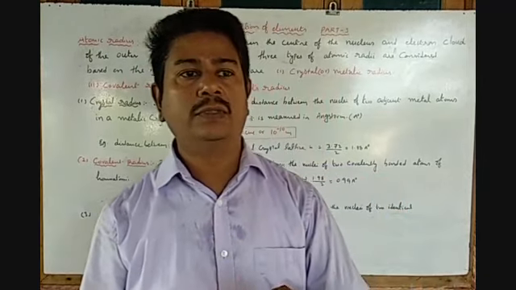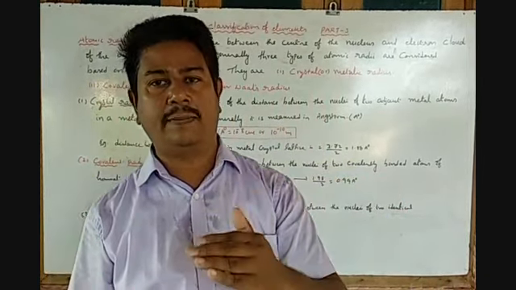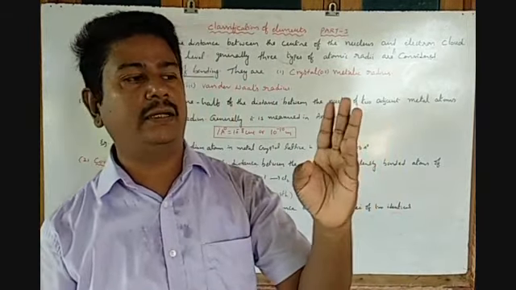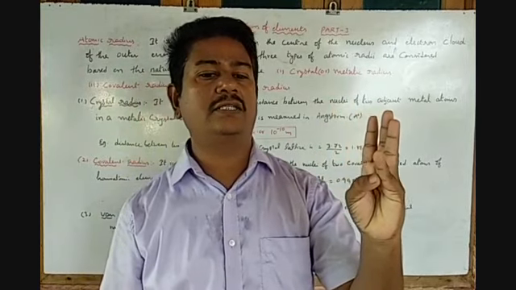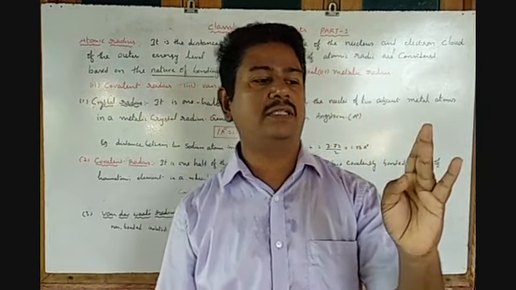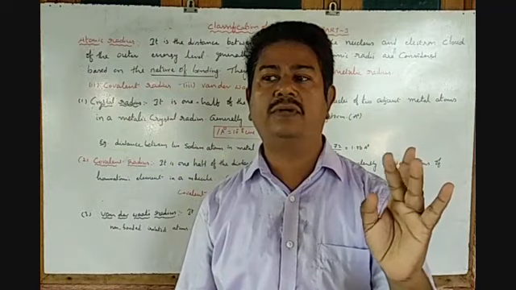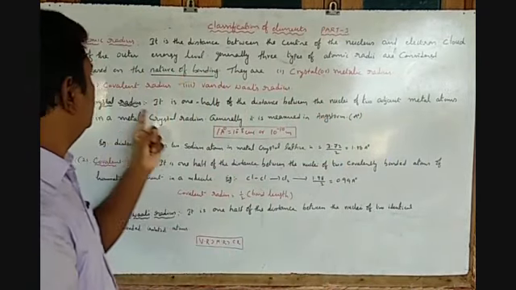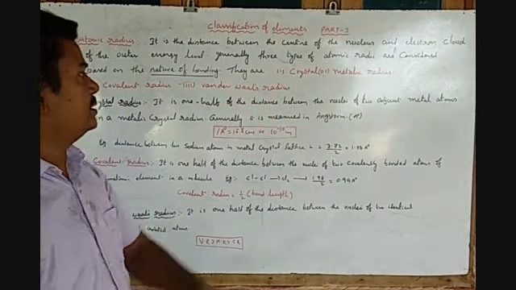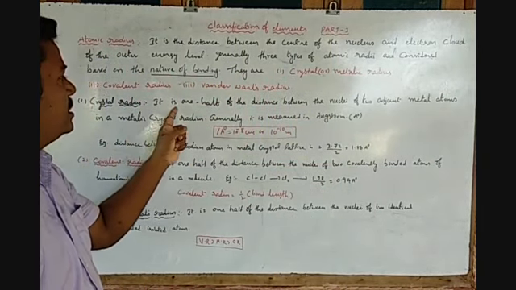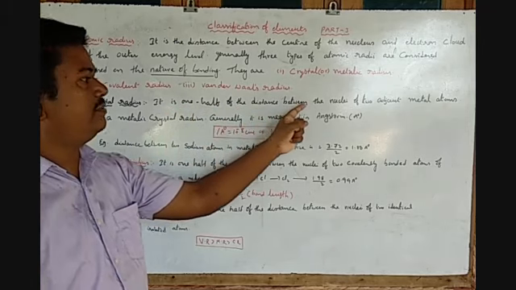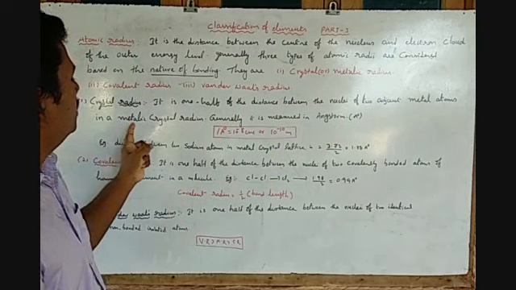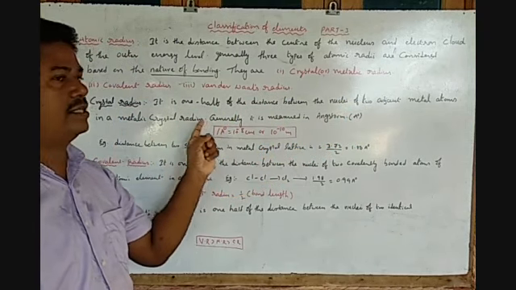Now, how does the classification happen? Atomic radius classifies into three categories. What are they? Metallic radius or crystal radius, covalent radius, and the van der Waals radius. First of all, we discuss the crystal radius. Crystal radius is defined as one half of the distance between the nuclei of two adjacent metal atoms. It is called metallic radius or crystal radius.